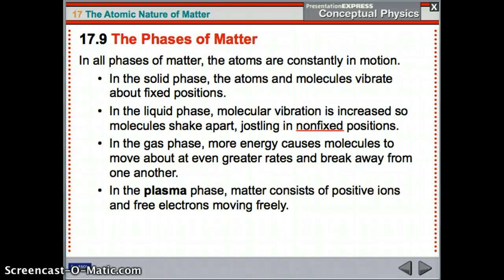In the gaseous phase, they have even more energy, so they zoom all around the place. And in the plasma phase, there's so much energy that those ions or molecules or whatever break apart, and you kind of just have electrons and ions working with each other, so they're not really separate things.